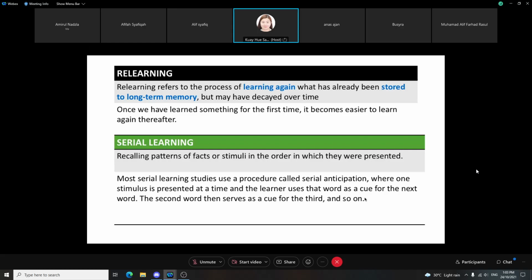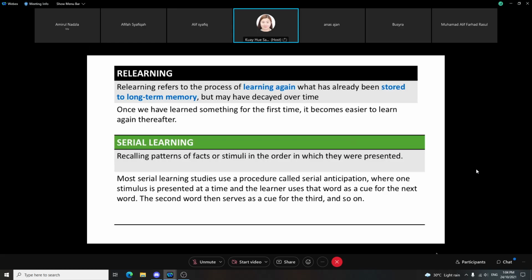Okay, during the exam, you feel as if the book is next to you, but it's not, because you have already memorized them. Serial learning is recalling patterns of facts or stimuli in the order in which they are presented. Most serial learning studies use a procedure called serial anticipation, where one stimulus is presented at a time and the learner uses that word as a cue for the next word. The second word then serves as a cue for the third, and so on.